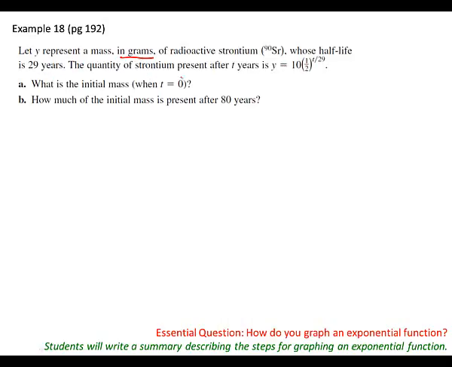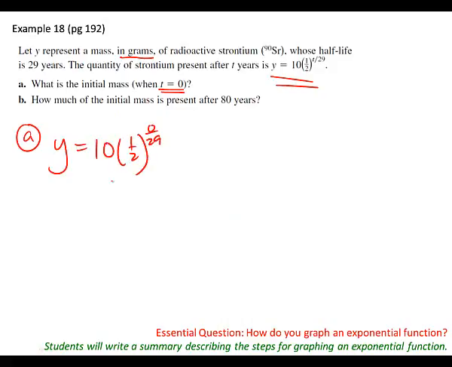The quantity of strontium present after t years is this. They gave us the function. There's no reason you shouldn't be able to answer this. All right. What is the initial mass when time equals 0? What do you think we're going to do? Plug it in. That's all that there is to do on this. 1/2 to the 0 over 29. Okay? So watch this.